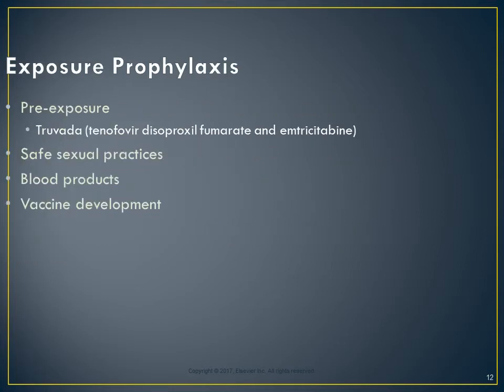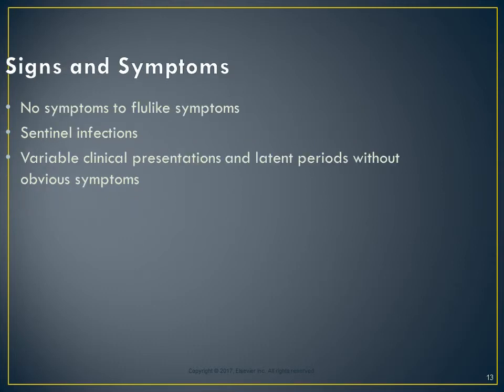Exposure prophylaxis. If it is pre-exposure, Truvada can be taken. Safe sexual practices need to be instituted. Blood products need to be scanned for anything that might be untoward. Vaccine development is in process, but not to the point of usefulness at this point. Box 11.5 on page 223 will further that information.